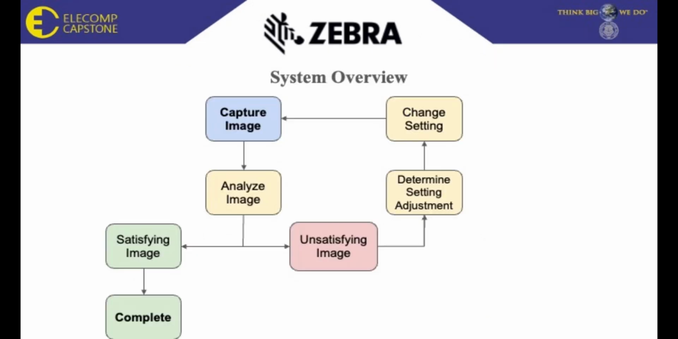To give a brief overview of how the system works, the system begins by capturing an image of our initial printout. After that, it's sent to the machine learning model, which then analyzes the image and detects the printout. In short, it defines if it's a satisfying image or an unsatisfying image. And if it's unsatisfying, then the machine learning model needs to decide what printer setting to change. After that, it must change the setting and then reprint. It then captures another photo and does this until the image is satisfying. After that, the system is complete.